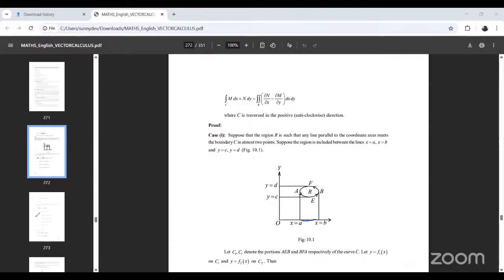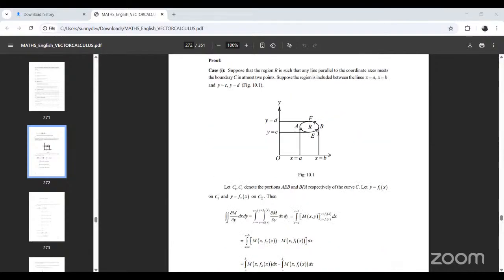Here we assume two curves, C1 and C2. Let C1 be the curve AEB and C2 the curve AFB. So this is y equal to F1 of x, and y equal to F2 of x, that is the C2 curve. Now first let us see the double integral of ∂M/∂y dx dy.